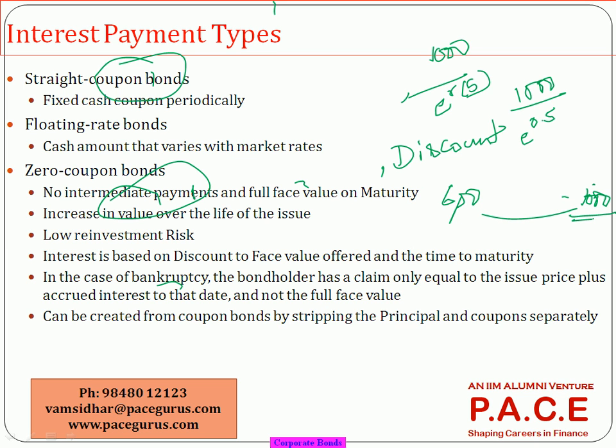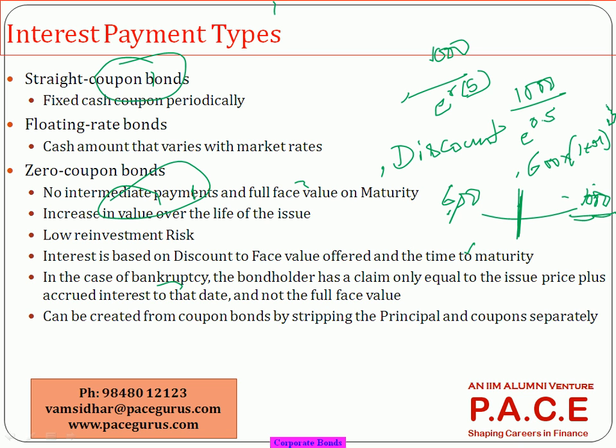It will not be 1000, because 1000 will come only after 5 years. But the company has defaulted within 2 years. So if at all the claim has to come for this person, it would be only to the extent of the accrued interest for the 2-year period. Whatever semi-annual compounding or continuous compounding, whatever is the compounding mechanism, right? Whatever is the interest rate, accrued interest, because in case of zero coupon bonds, the interest is only accrued.